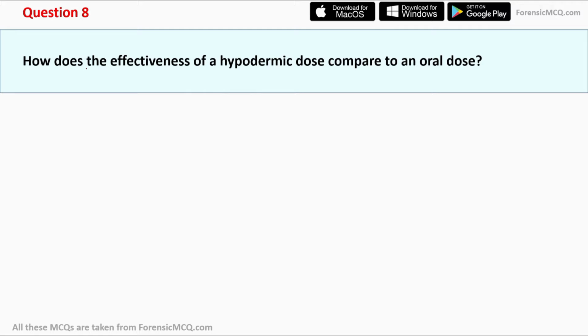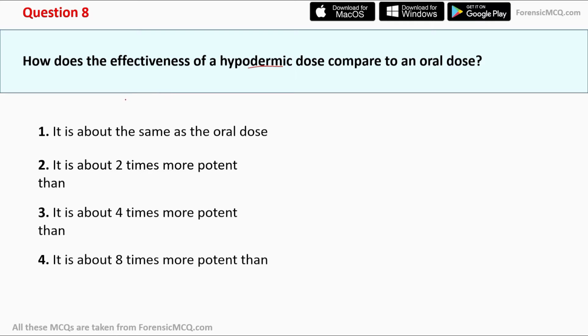Now let's move to question number 8. How does the effectiveness of a hypodermic dose compare to an oral dose? Hypodermic dose means the injection under the skin. So how can the dose given by the hypodermic mode be compared with the oral dose? Now let's check the options. First, it is about the same as the oral dose. Second, it is about 2 times more potent than the oral dose. Option 3, it is about 4 times more potent than the oral dose. And option 4, it is about 8 times more potent than the oral dose. And the correct answer for this question is option 3, about 4 times more potent than the oral dose.